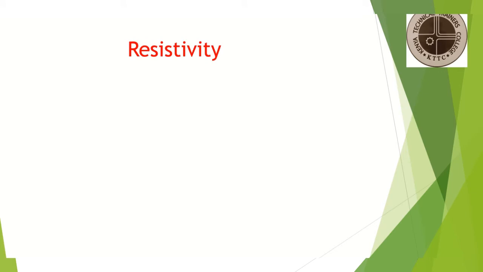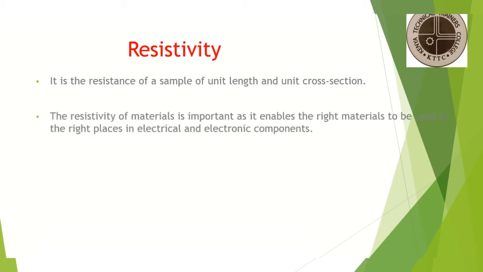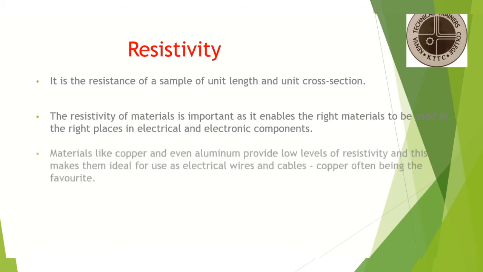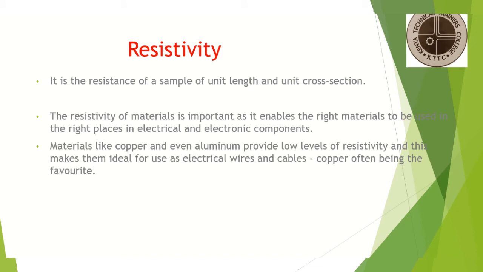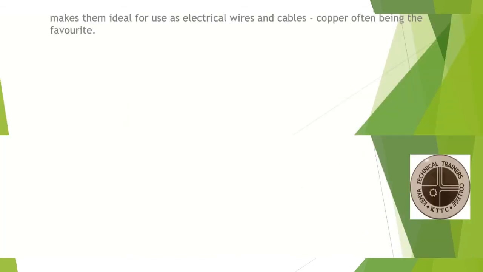Let's look at resistivity. What is resistivity? It is a term which describes the resistance of a sample of unit length and unit cross-section. Resistivity of materials is important as it enables the right materials to be used in the right places in electrical and electronic components. Materials like copper and even aluminium provide low levels of resistivity, and this makes them ideal for use as electrical wires and cables, copper often being the favorite.